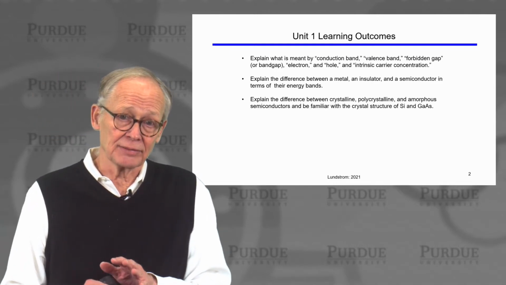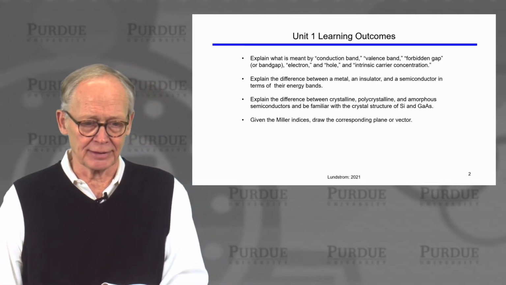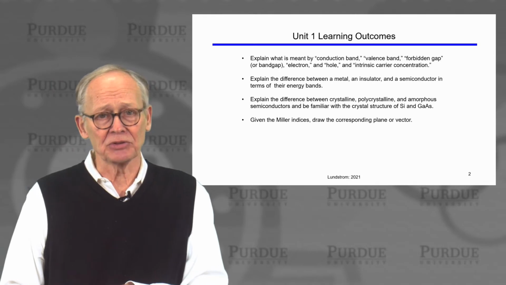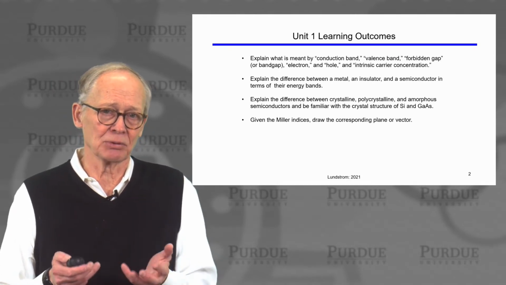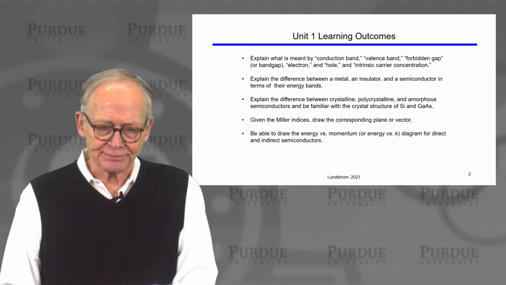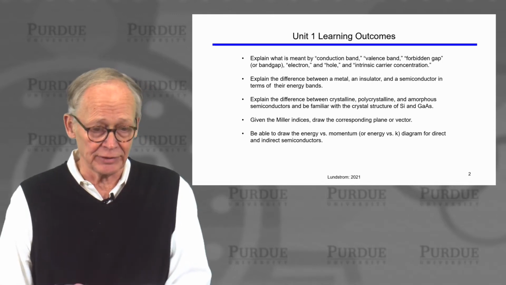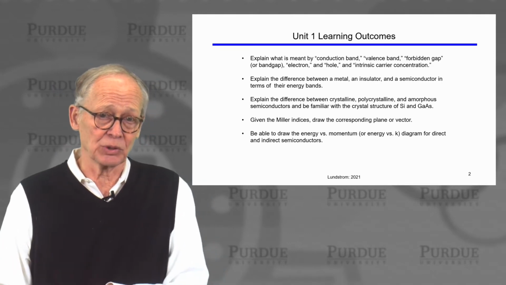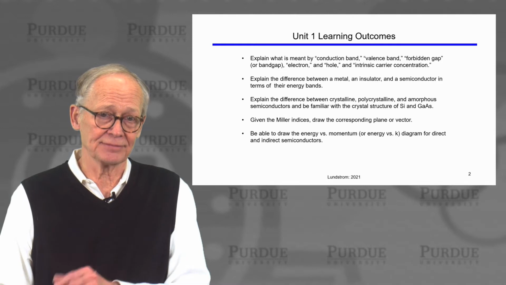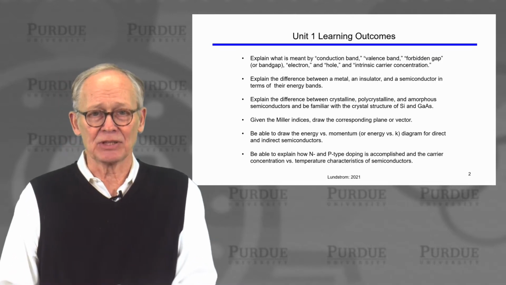You should be able to explain the difference between crystalline, amorphous, and polycrystalline semiconductors. Miller indices was an important concept. You should understand Miller indices in simple cubic systems. The energy versus momentum, or energy versus wave vector K relation for a semiconductor is very important. You should understand what that's all about and what those E-K plots designate to us. And then finally, we talked about doping.